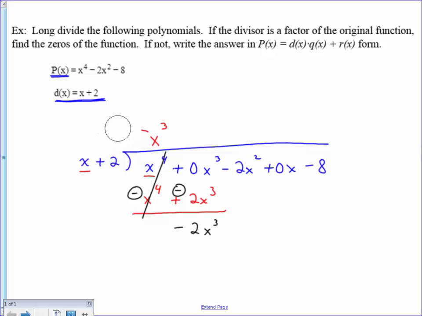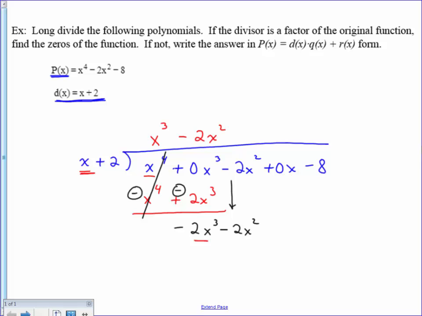Notice that the divisor contains two terms. So when trying to figure out how much to bring down, I just want to make sure that this piece under here has two terms. So bring down the negative 2x squared. Now look at the first term here and the first term here. What multiplied by x would give me negative 2x cubed? Well, I'd need a negative 2, and I'd need 2 more x's, so negative x squared.